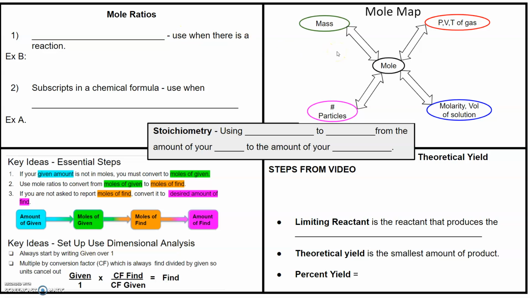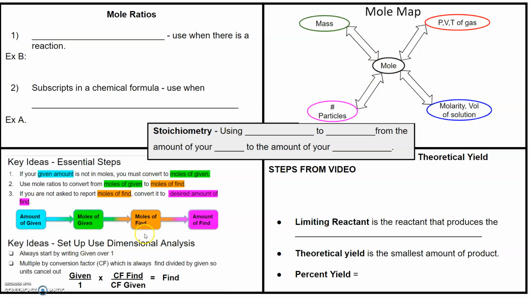The other thing we looked at were mole map equations. So a mole map is a useful tool when you're trying to convert from one unit to moles or vice versa. So for example, you're starting with grams, your mass, and you're trying to go to moles. You can use the mole map to help guide you.